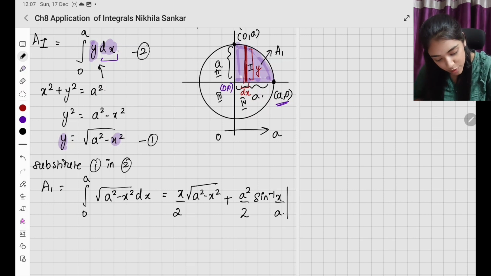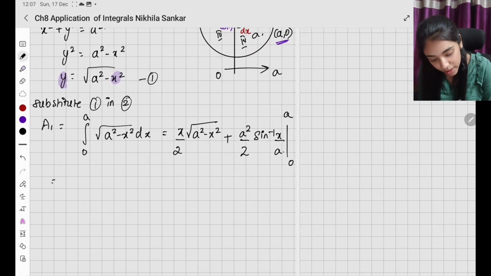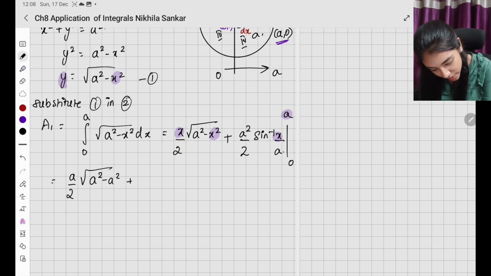Now what limits am I going to substitute? I'm going to substitute from 0 to a. So it is going to be upper limit minus lower limit. You remember all this, right? So when I take the upper limit first, I'm going to substitute the value of a. Wherever I have x, I'm going to substitute the value of a. So I'm going to have a divided by 2 square root of a square minus a square plus a square divided by 2 sin inverse of a divided by a.